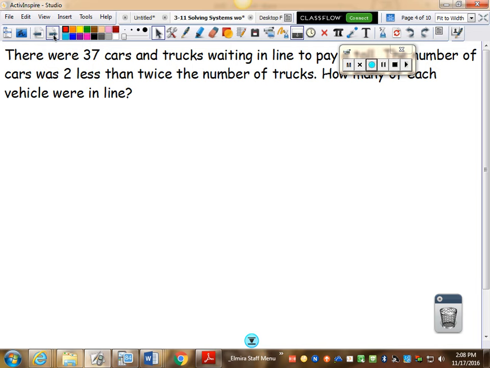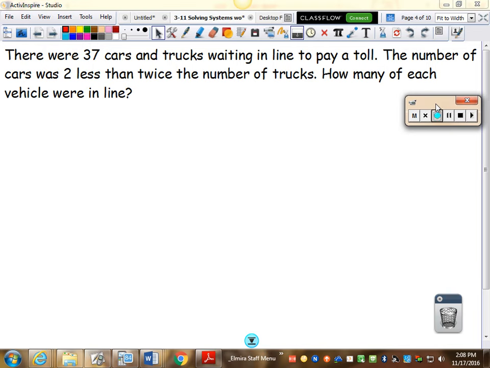I'm not going to do all the problems from class today. I'll do the harder one of these two. Okay, so there were 37 cars and trucks waiting in line to pay a toll. The number of cars was 2 less than twice the number of trucks. How many of each vehicle were in line?